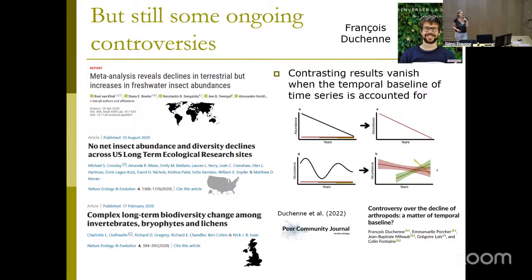And what we showed was that if you include the temporal baseline, the starting date of the different time series, in the analysis, then you have no differences in conclusion between these different studies. Another important conclusion is that it's really complicated to give any valid conclusion on the temporal dynamics of insects or any other groups with data sets that are highly heterogeneous and highly biased.